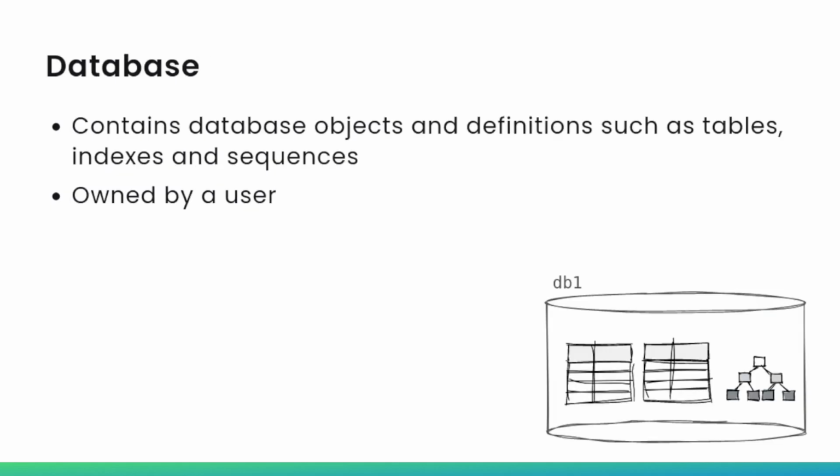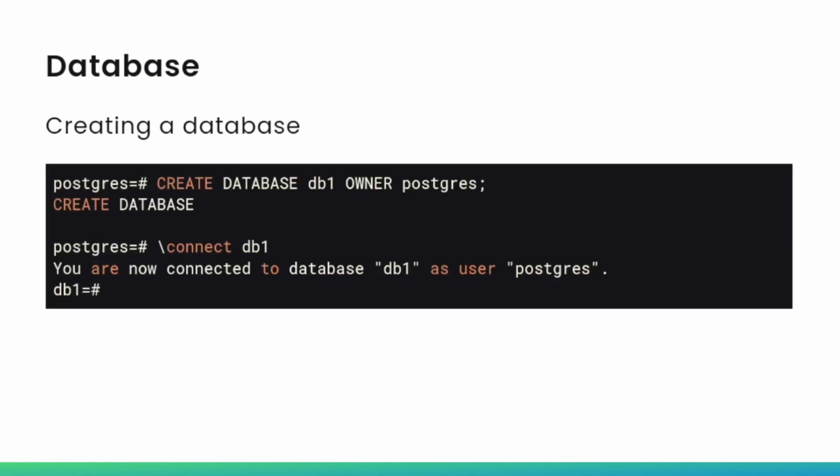So let's begin. I want to start by creating a database. If you recall, the database is basically a designated storage area that contains the definitions of our database objects. So let's start by creating a database, and we can do that by using the create database command. As you can see, create database with the name db1 owner Postgres. This will create a database called db1 owned by the user Postgres.